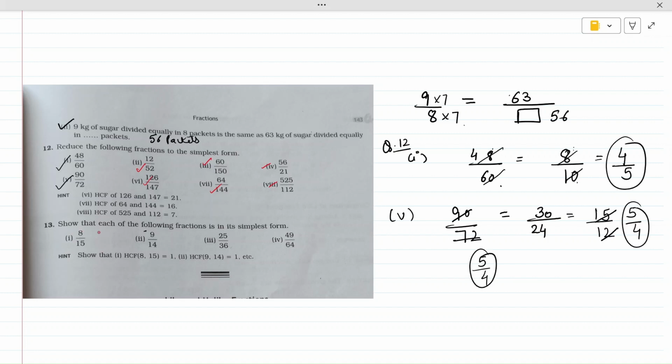Now, last question, show that each of the following fractions is in its simplest form. That means it cannot be reduced further. So if we see the first question, 8 and 15, they are not coming in any common table. They do not have any common factor. So yes, they are in their simplest form. Same with 9 and 14, 25 and 36 also, and 49 with 64 also. All of them, they do not have any common factor except 1. Okay. So these fractions, they are already in their simplest form. Right? So this is the end of this particular exercise.